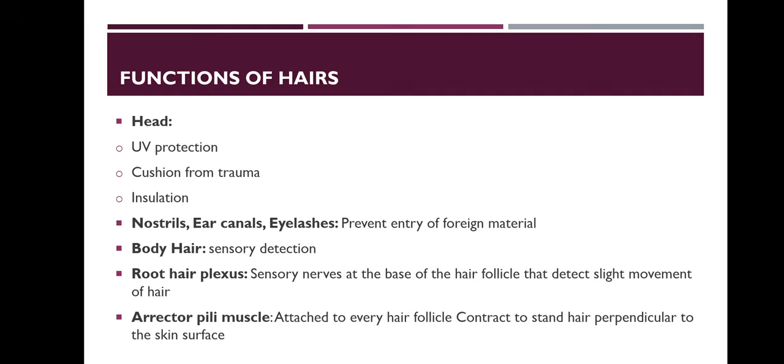Functions of hair: it provides UV protection, cushion from trauma or injury, and insulation. The hairs in the nostrils, ear canals, and eyelashes prevent entry of foreign material. Body hairs are important for sensory detection. The root hair plexus, the sensory nerves at the base of hair follicles, detects slight movement of hair. The arrector pili muscle, attached to every hair follicle, contracts to stand our hair perpendicular to the skin surface, providing goosebumps.